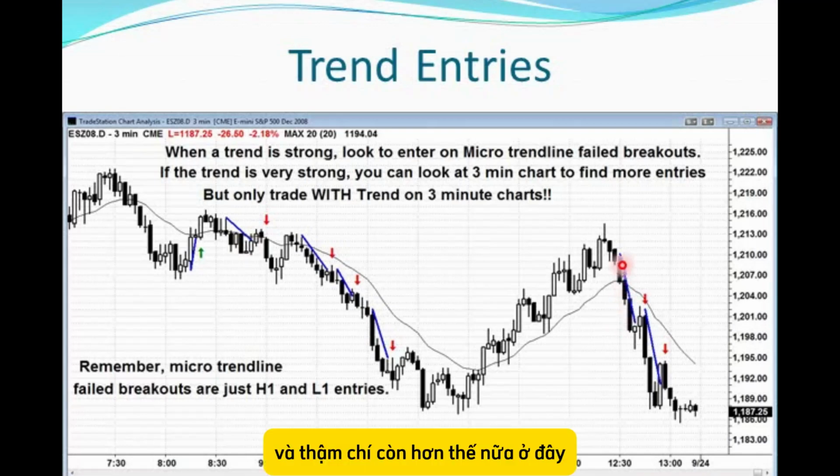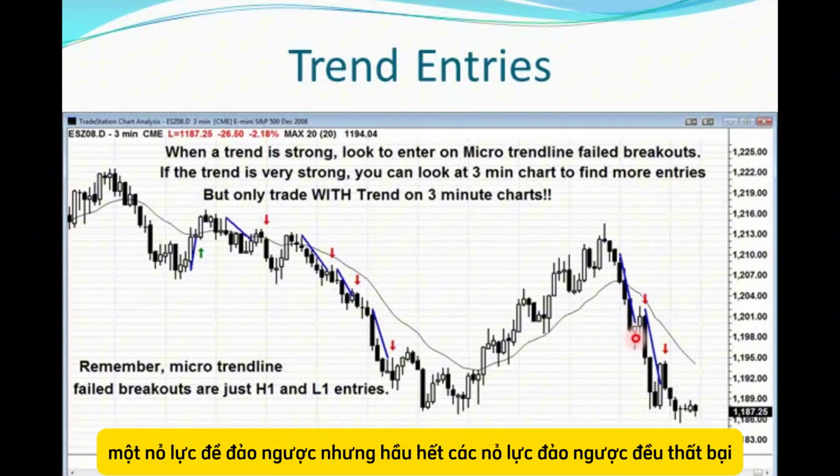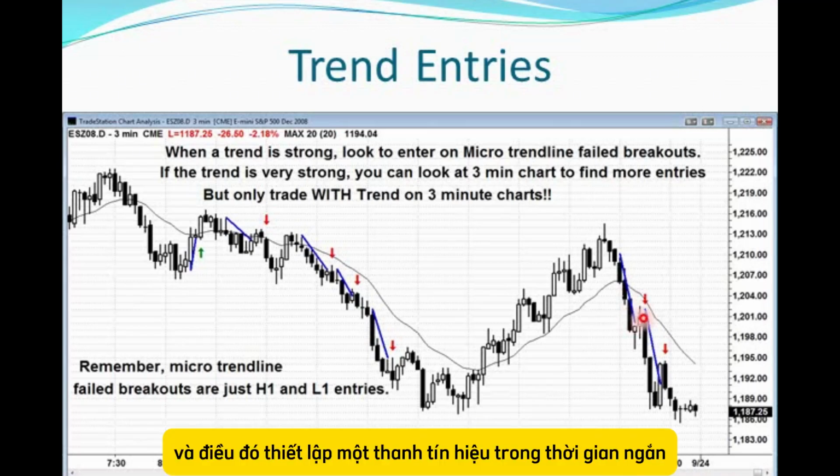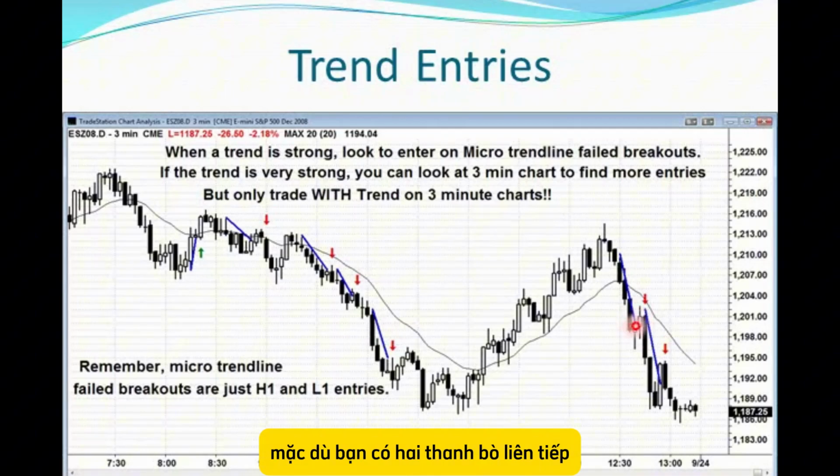And even more so over here when the market is in a free fall. Yes, an attempt to reverse, but most reversal attempts fail, especially when the market is falling with consecutive bear bars and the bars are getting bigger and bigger and bigger. So you got a pullback, it breaks above the micro channel, and that sets up a signal bar for a short. Even though you have 2 consecutive bull bars, it's a reasonable short one tick below. Certainly for a swing, maybe for a scalp.